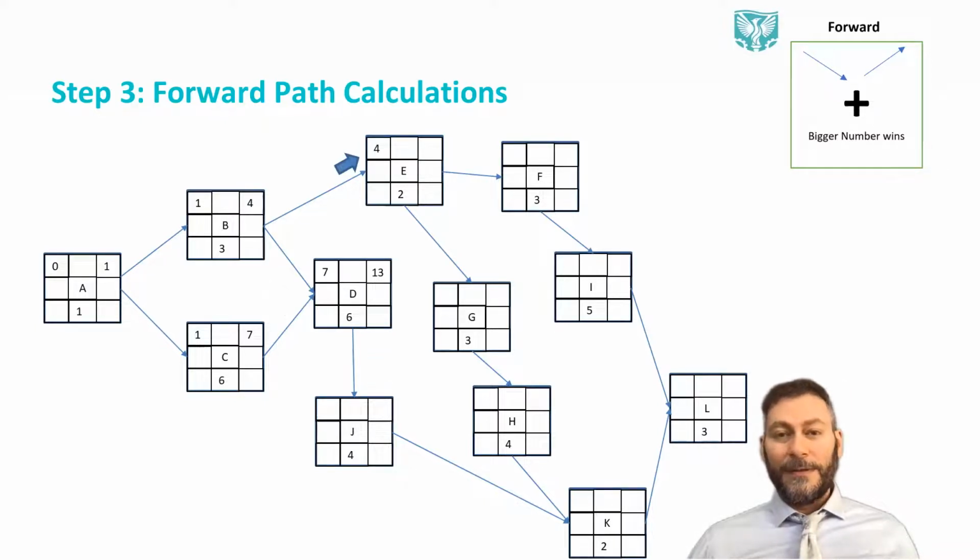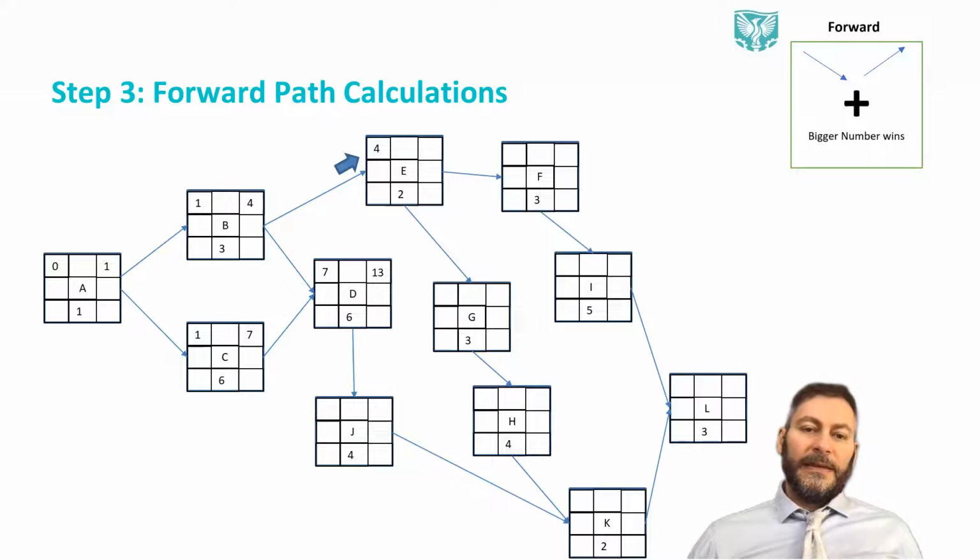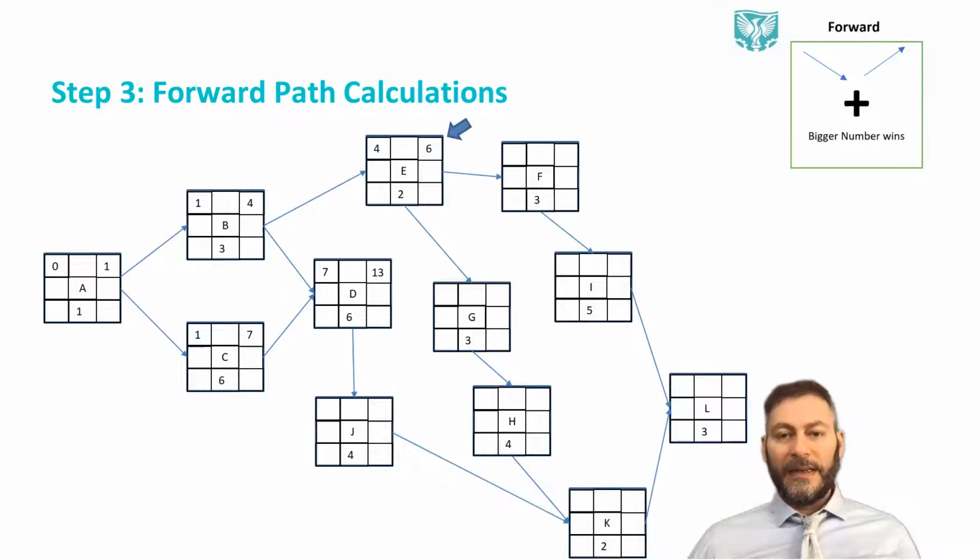Activity E, if we're going alphabetically, but there's actually no necessary sequence. I could have gone to J if I wanted, because D is ready, but we'll go by alphabetical order. So A, B, C, D, E. E has to wait for B to finish, so therefore it gets 4, the top number there. 4 plus 2 is 6.